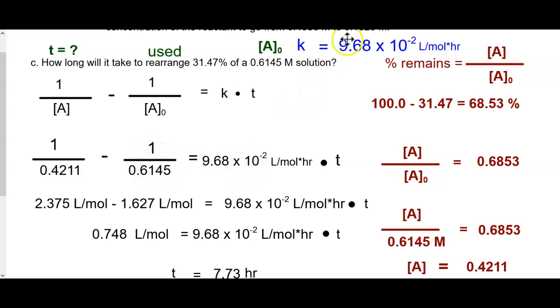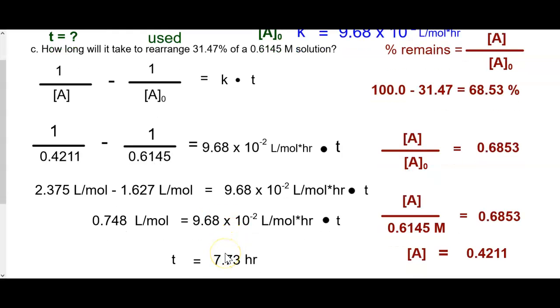This is the K that we had from previous work times time. Remember, we were solving for time. When I take 1 over this and 1 over this, I get these two values. And then when I subtract them, I get this value. I'm going to divide both sides by 9.68 times 10 to the negative 2 to solve for time to get 7.73 hours. As always, I recommend that you pause the video and go through this calculation so you know what to do on your calculator when you have to do one in practice.